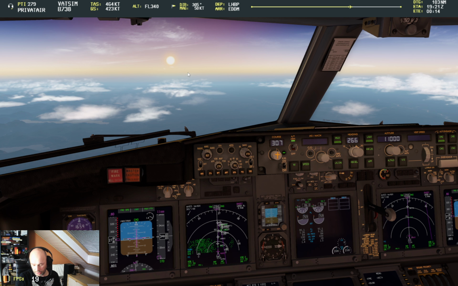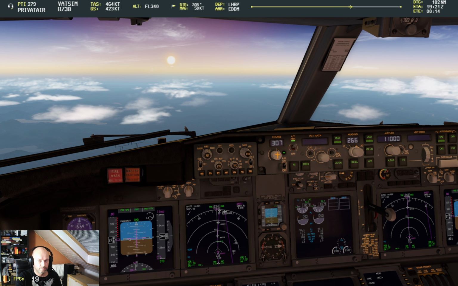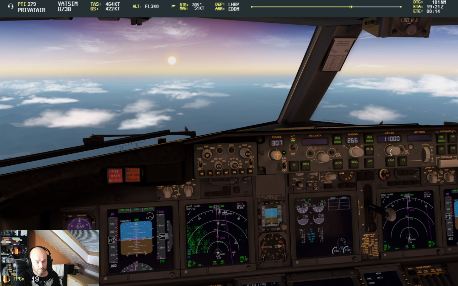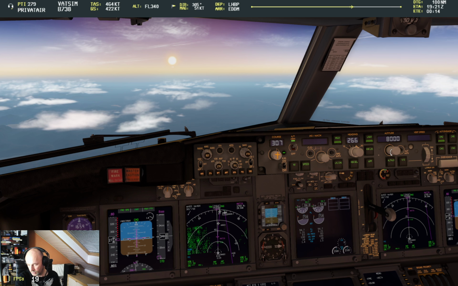Radar, guten Abend. Private 279 level 340. Information C, proceed direct NAPSA when ready, descend to be at NAPSA, and expect runway 26 left.